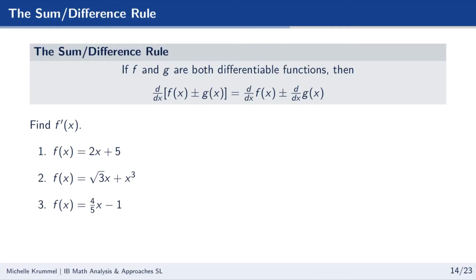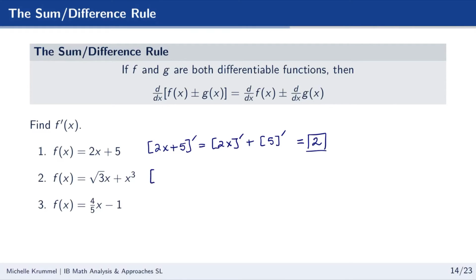The way that works in example number 1, we have a function equal to 2x plus 5. If I want to take the derivative of 2x plus 5, I can simply take the derivative of 2x and add that to the derivative of 5. So it's really just allowing us to take the derivative of each term individually. The derivative of 2x is 2, and the derivative of 5 is 0. So my final answer is 2 plus 0, or just 2.